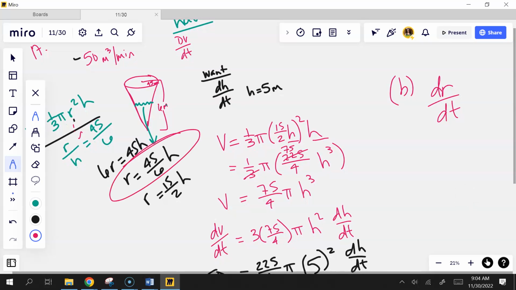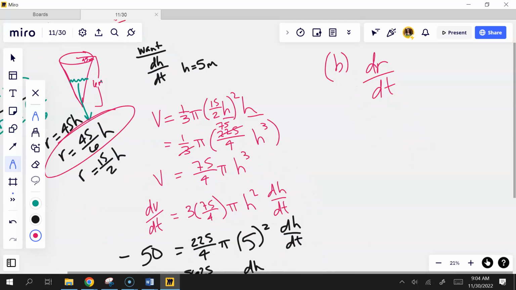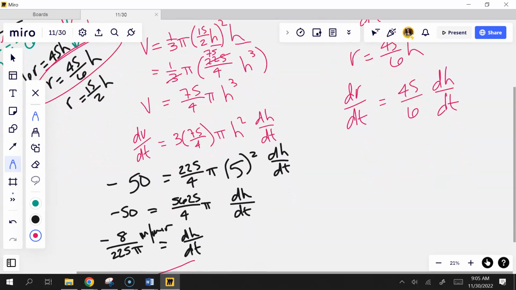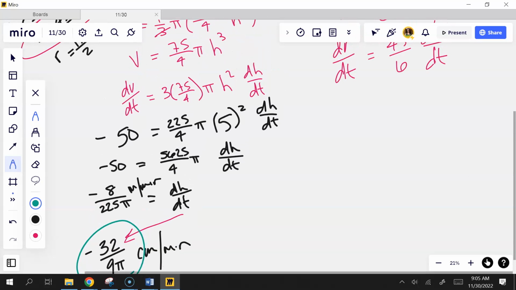Oh, I see. Yeah, that's what she was saying. That's smart. That wouldn't have worked the first time. Okay. So if r is 45 over 6h, that means dr/dt equals 45 over 6 dh/dt, right? We couldn't have used that the first time because we didn't know either one of those. But now that we know one of the two, you're absolutely right. We could use that. So I'm going to plug in. And if I use this one that I've already converted, I don't have to worry about converting again.